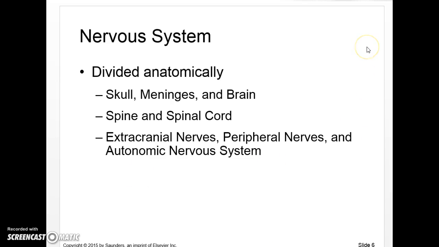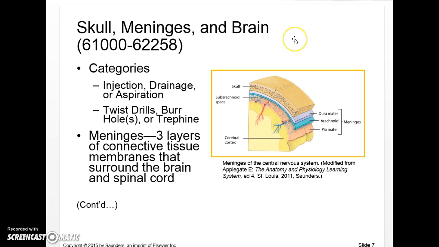The nervous system is divided into skull, meninges, and brain; spine and spinal cord; extracranial nerves; peripheral nerves; and the autonomic nervous system. Here we have an image, and we can see the meninges include the 3 layers: dura mater, arachnoid, and pia mater. Procedures would be, for example, injection, drainage, or aspiration, twist drills, burr holes, or trephine.